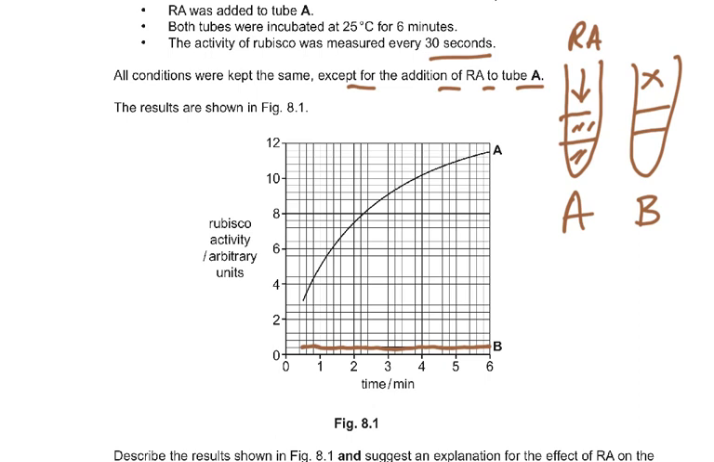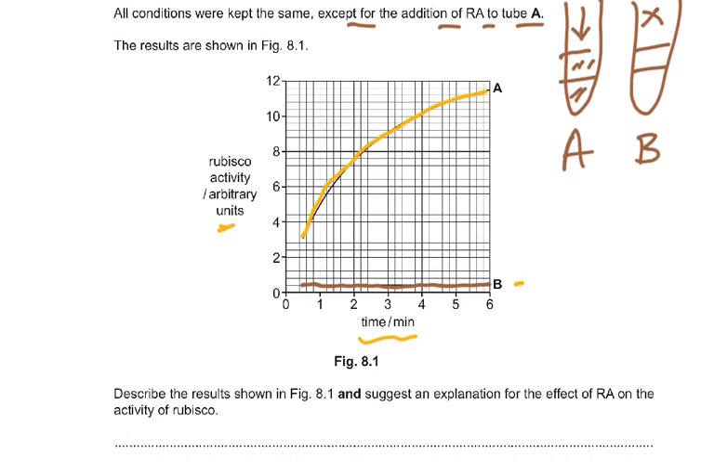And for test tube A, it has gone up. Let me give it another color. It's gone up, and the activity is in arbitrary units. So in the beginning also it was more than the one in B, and then it has increased over a time of 6 minutes.